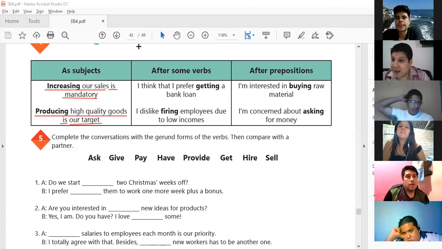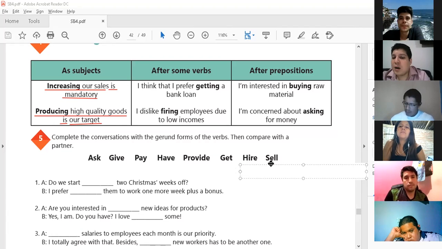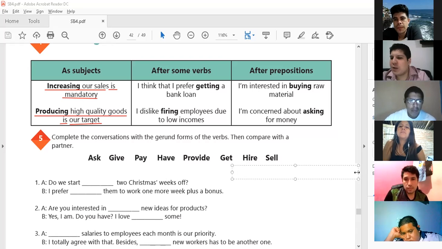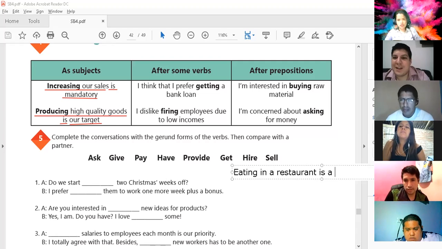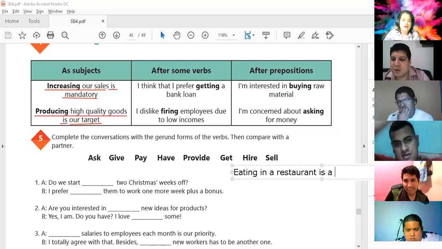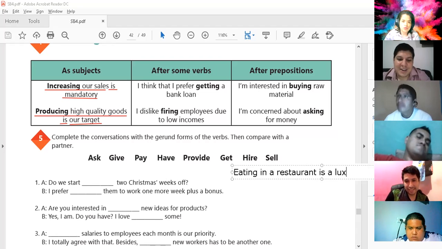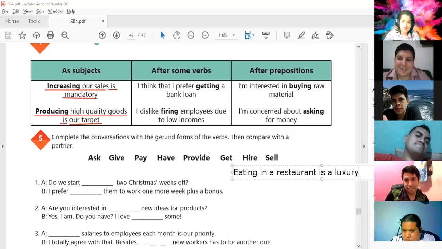Okay? We're going to keep it in base form. How do you say comer en un restaurante es un lujo? Eating in a restaurant is... No sé cómo se dice lujo. Google it. Deluxe. It's a deluxe. Eating out is a luxury. It's a luxury. There you go.